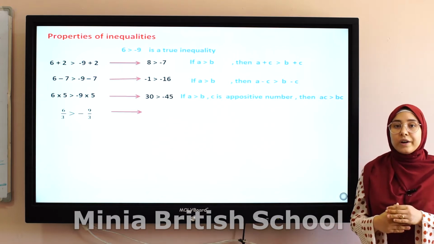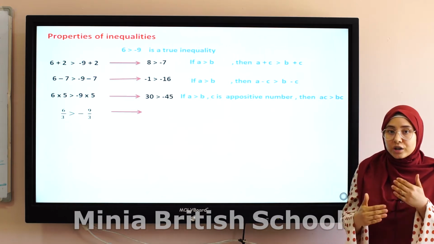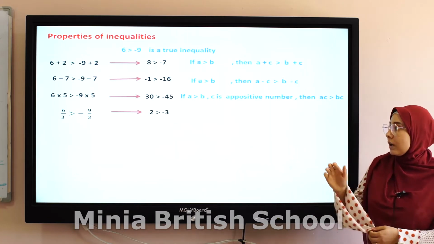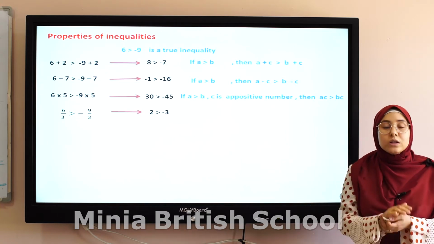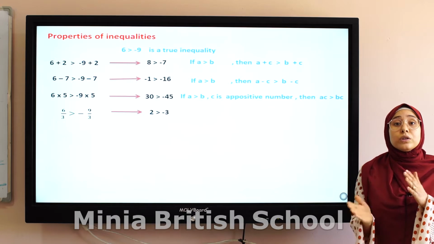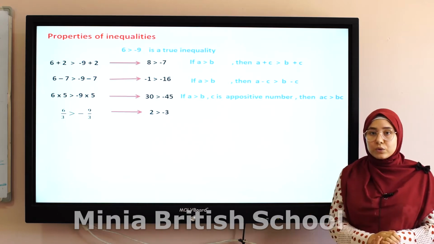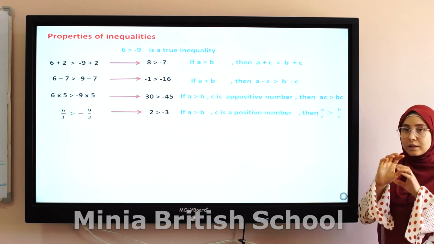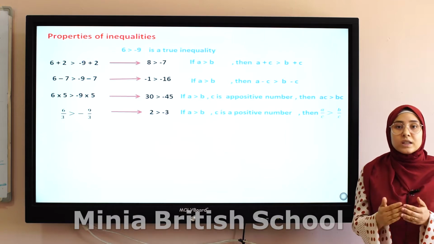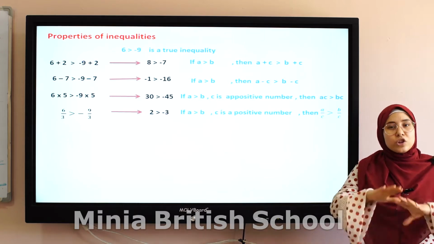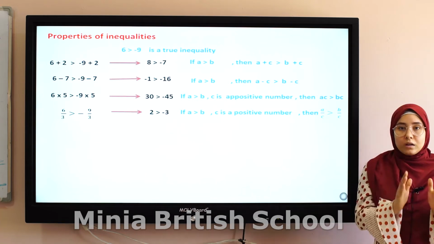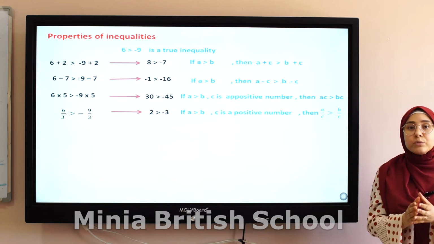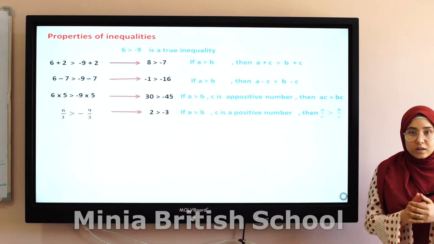If I divide the first inequality by 3, we get 6 divided by 3 equals 2, and -9 divided by 3 equals -3. So 2 greater than -3, it's also a true inequality. So if A greater than B, C is a positive number, then A divided by C greater than B divided by C. So in general, also, dividing the two sides of the inequality by a positive number doesn't change the inequality relation.